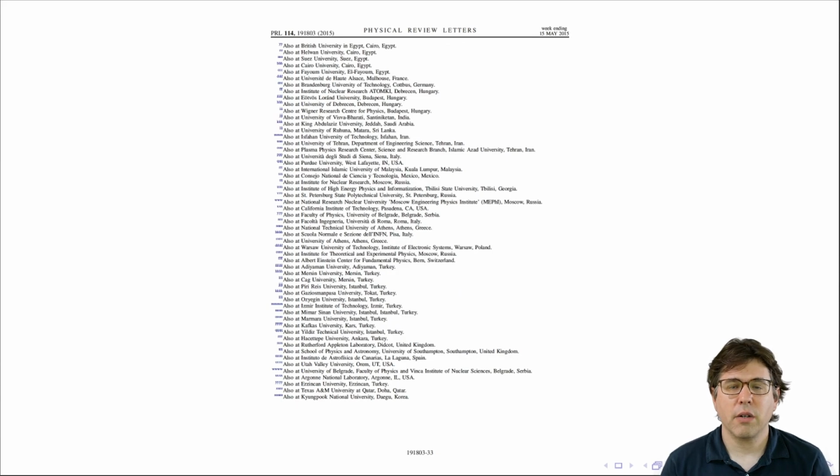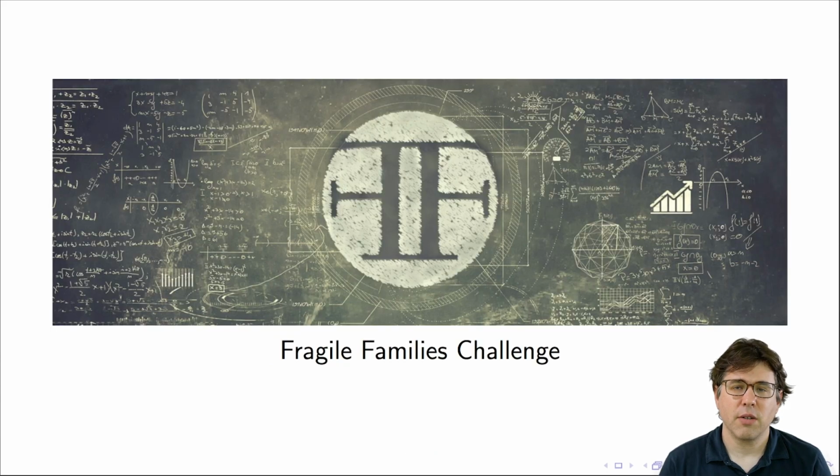So if hundreds of biologists can sequence the human genome and thousands of physicists and engineers can discover the Higgs boson, what would happen if we had hundreds of social scientists and data scientists working together? What could we accomplish together that none of us could accomplish individually? So that led us to create the Fragile Families Challenge.